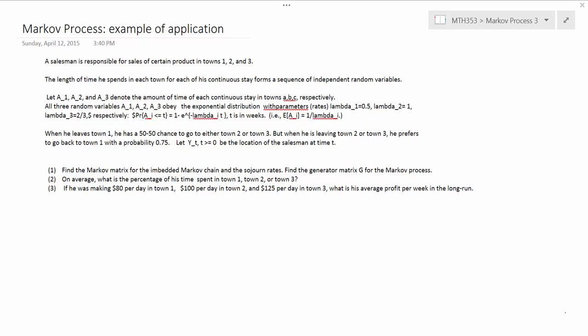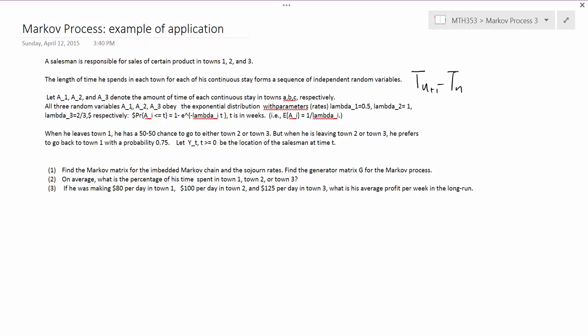Here we have a salesman who is responsible for sales of a certain product in towns 1, 2, and 3. The length of time he spends in each town for each of his continuous stays forms a sequence of independent random variables. If we think about this, this part is telling us about the sojourn time, Tn plus 1 minus Tn, and these are independent random variables, and later on it says they're exponentially distributed. So this is one of the two assumptions for the Markov process, right?